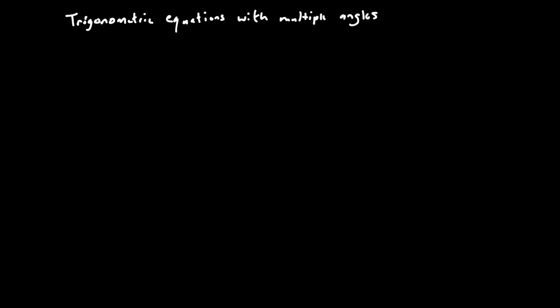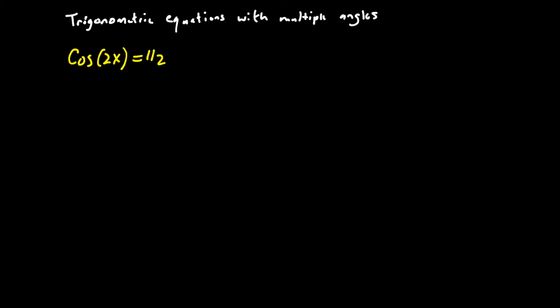Sometimes it's not possible to solve a trigonometric equation with identities that have a multiple angle, such as an equation that contains sine of 2x or cosine of 3x, or the following equation. When confronted with these types of equations, we need to recall that a multiple angle is just telling us about a horizontal compression or a horizontal expansion.